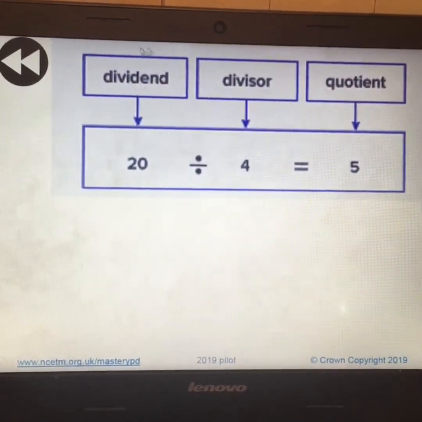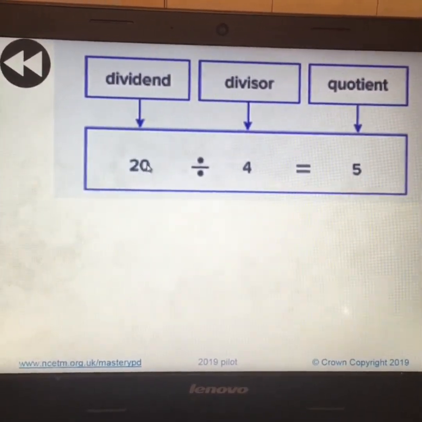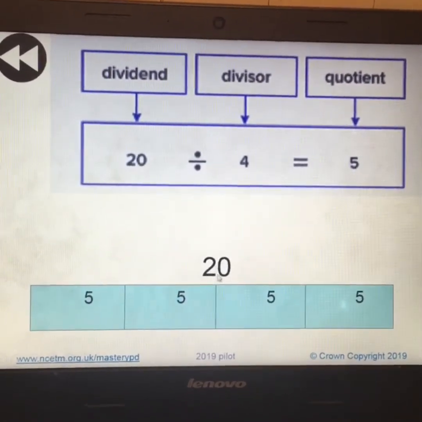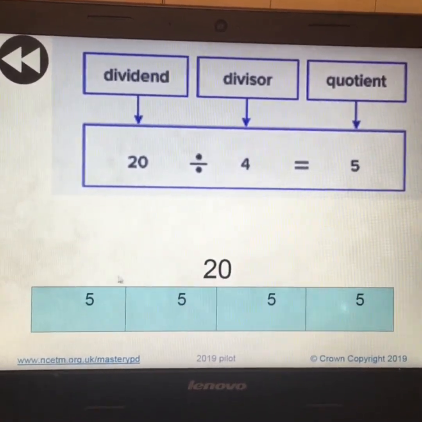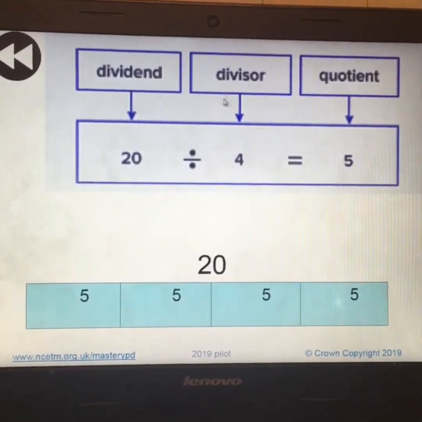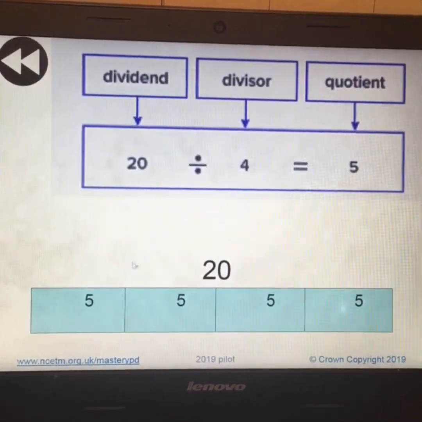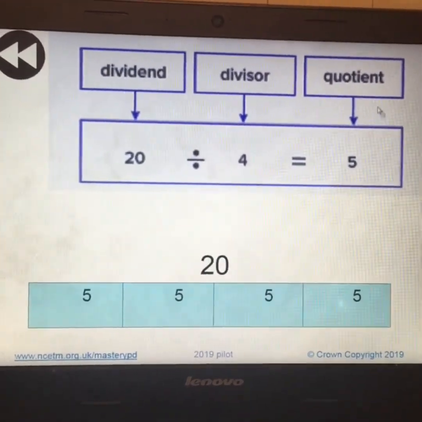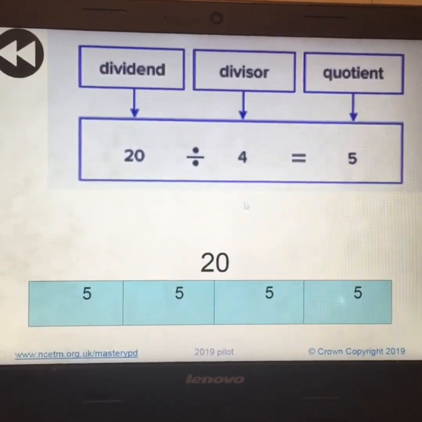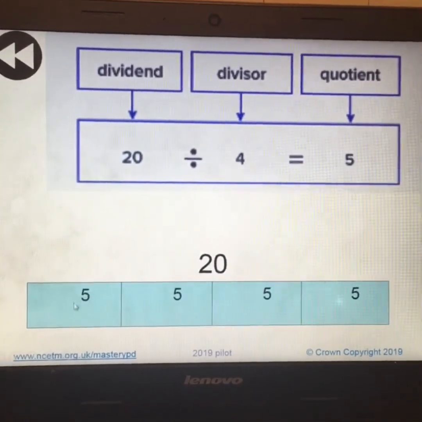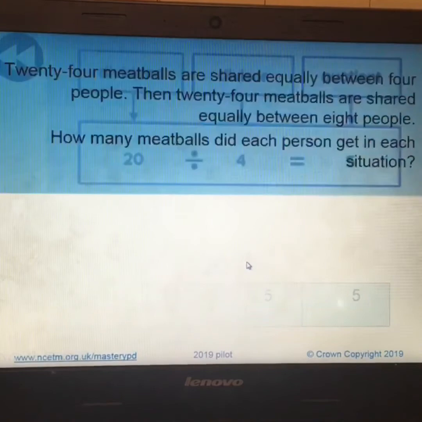Well, this is the dividend, the large number you are sharing. You can see it down here. 20 represents the whole bar model. The divisor here is the number that you are sharing it into. So you're sharing it into 4 parts. There's my 4 parts. And my quotient is the answer. So 20 divided by 4 is 5. So each one of these parts is worth 5.